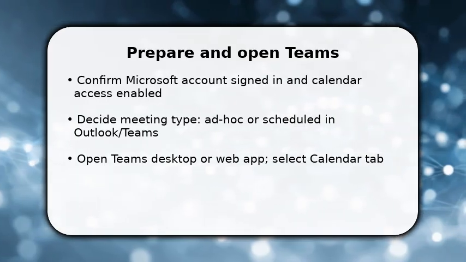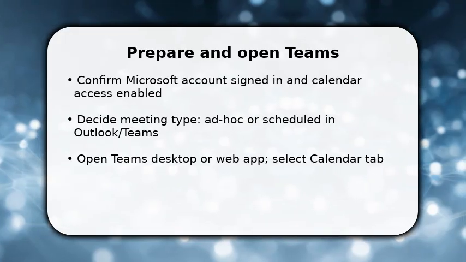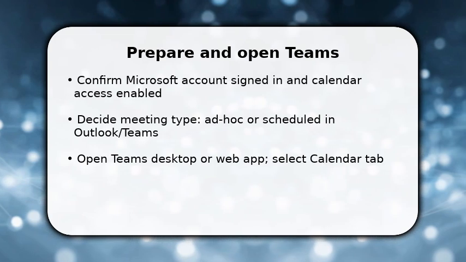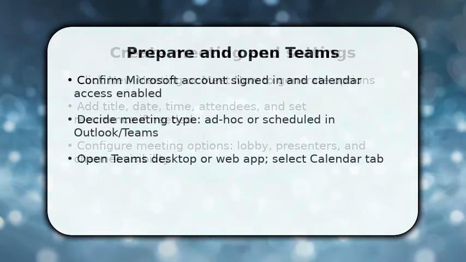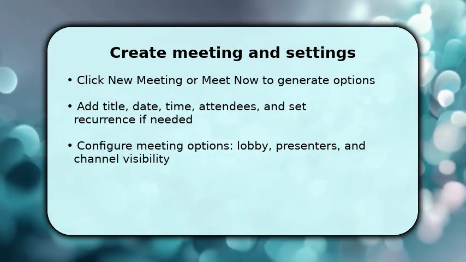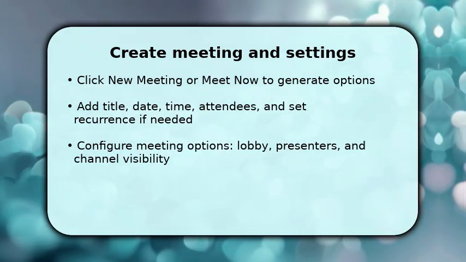Make sure to select the correct team or channel if it should post there, because that determines visibility and where the meeting link will appear. You now create the event. Click New Meeting for a scheduled link or Meet Now for instant use. Add a clear title, pick date and time, and enter attendees. Adding a channel posts the link there automatically.